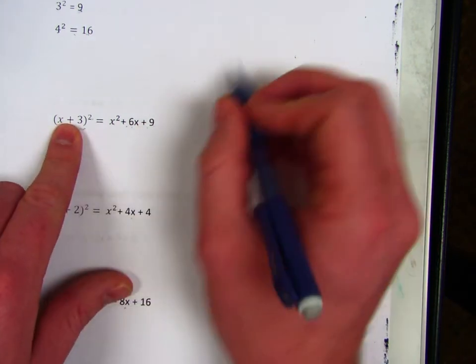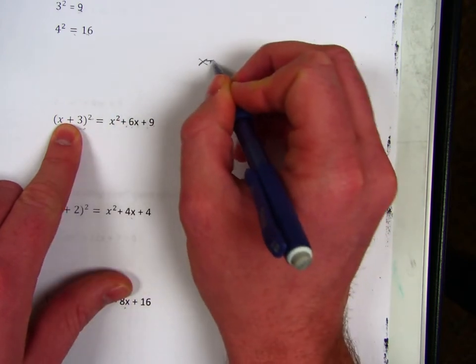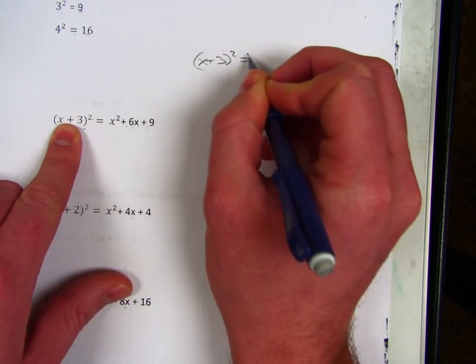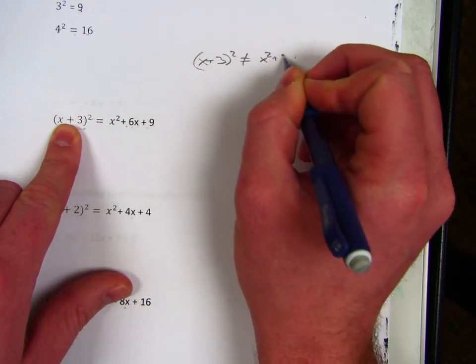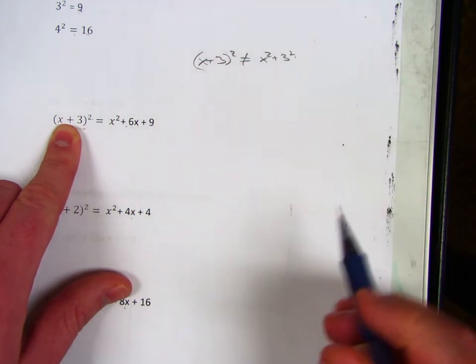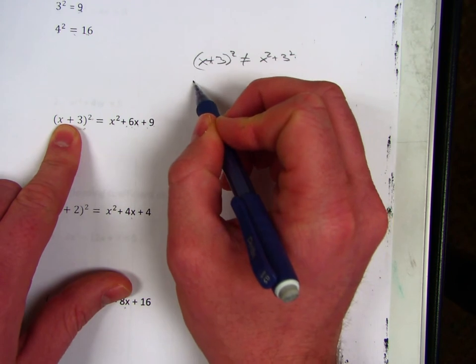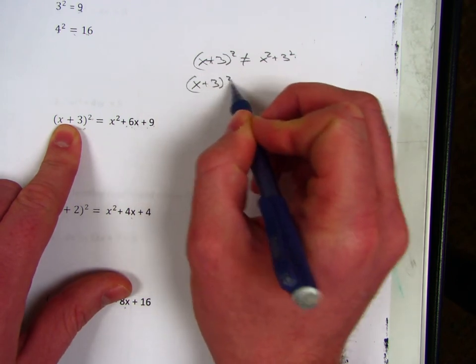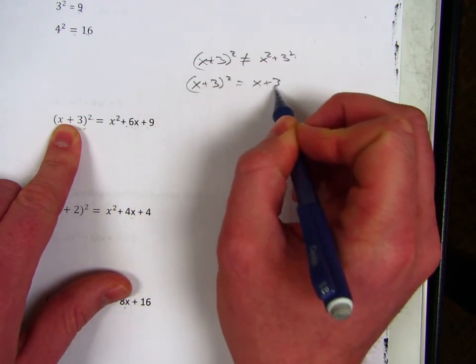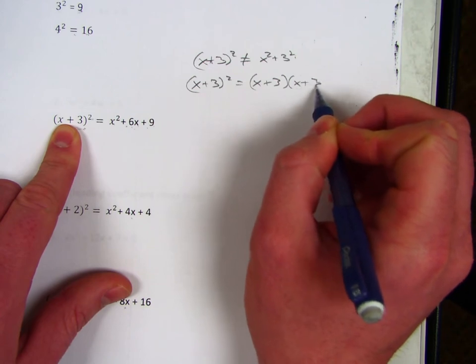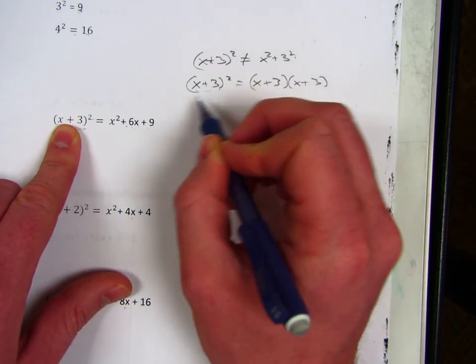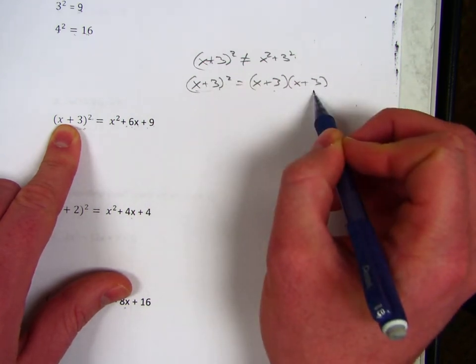Now, just to do a little bit of quick background, we have to remember that x plus 3 squared is not equal to x squared plus 3 squared. I can't just take that exponent and stick it onto both. What it means is that x plus 3 squared is x plus 3 times x plus 3. Remember, the exponent means that it's that value times itself, which we've shown here.